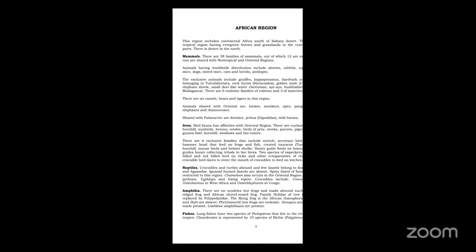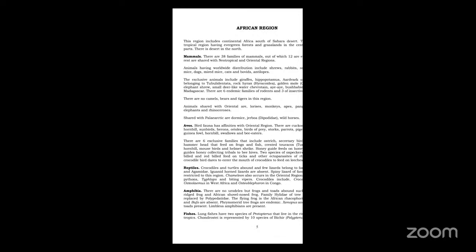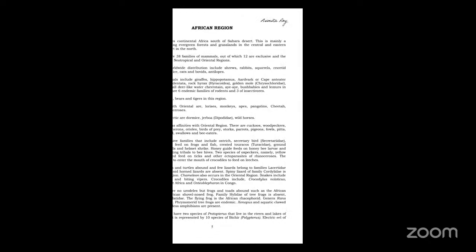Then coming to the amphibians. Now amphibians, you don't find any urodeles, but you have only the anurans, like frogs as well as toads, such as the African toad, African frog, and African shovel-nosed frog. And you also have a flying frog, which is called Rhacophorus. It is also present, but Rana and Bufo are totally absent.